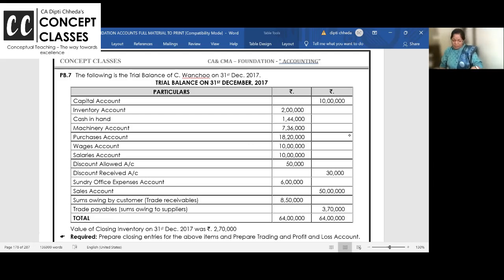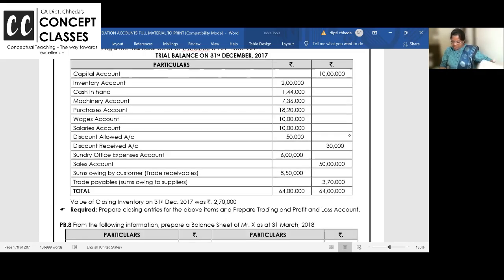Next problem, 7th problem. Trial balance is given to you. Tallied trial balance is given to you. Closing stock is given. And they have asked you to prepare trading and P&L. Actually, they have asked you to prepare trading P&L, but capital, inventory and all that is also given. So shall we do one thing? They asked for trading P&L, we will prepare the balance sheet also. Is the format of the balance sheet clear? Yes? Then we can definitely prepare the balance sheet.